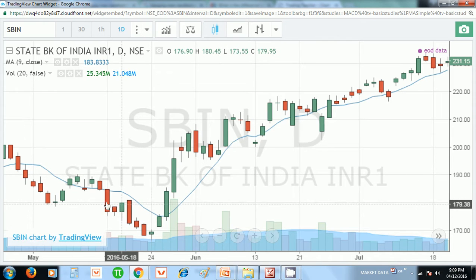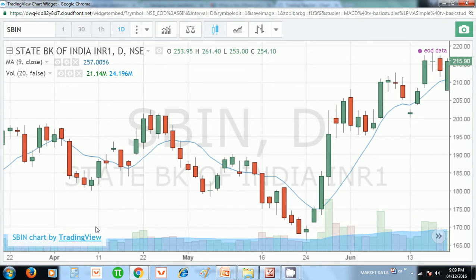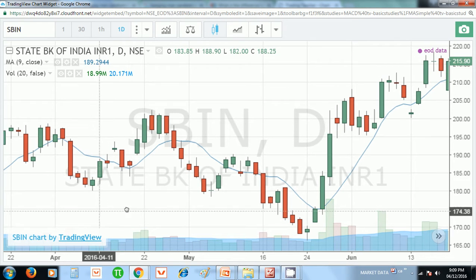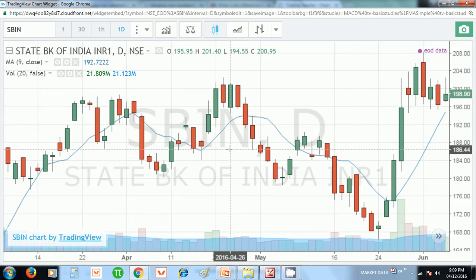Look here, the hammer has appeared here, but that wick is a little bit high, and we can consider it as a hammer. And so on. Here the hammer pattern is also found.